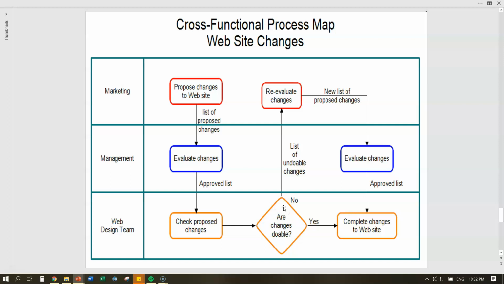So, web design team ni akan pergi ke marketing team, list of undoable changes, dan marketing team akan tengok balik dan dia re-evaluate changes. Dia propose balik new list of proposed changes, and then pergi balik kepada management approve. So, lastly pergi kepada web design team. Ini pun adalah cross-functional kerana dia melibatkan 3 department yang berbeza.